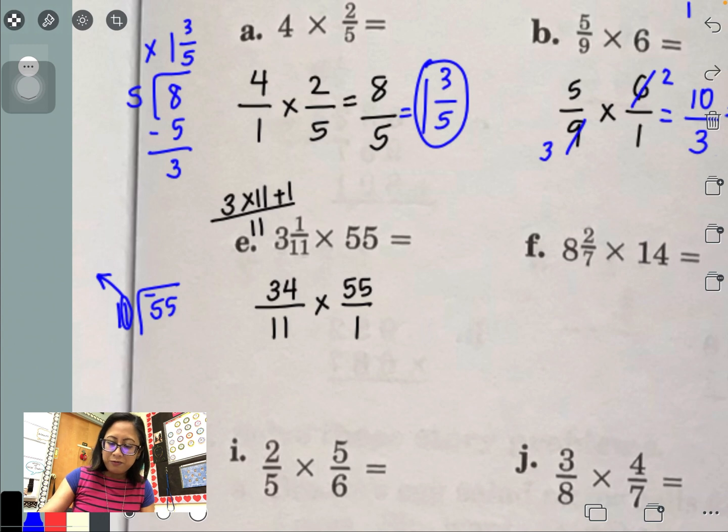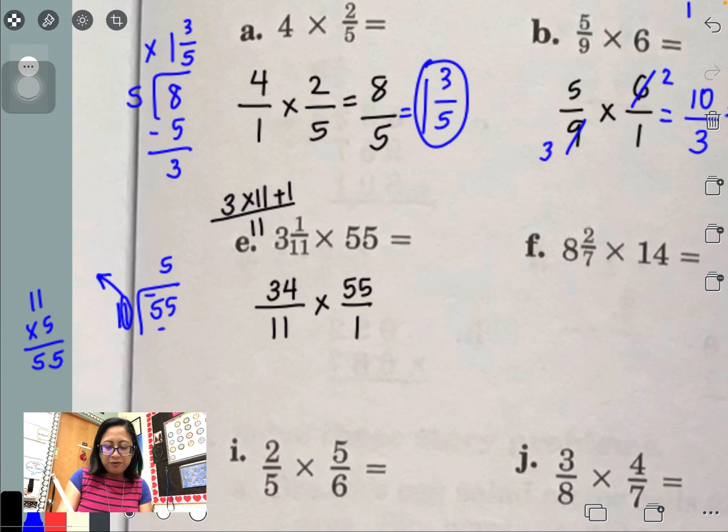Oh no, 5 divided by 1 is 5. And 5 divided by 1 is 5. The 1 comes back, so what's 11 times 5? It's 55. See? So I can divide by 11. 11 divided by 11 is 1. 55 divided by 11 is 5.